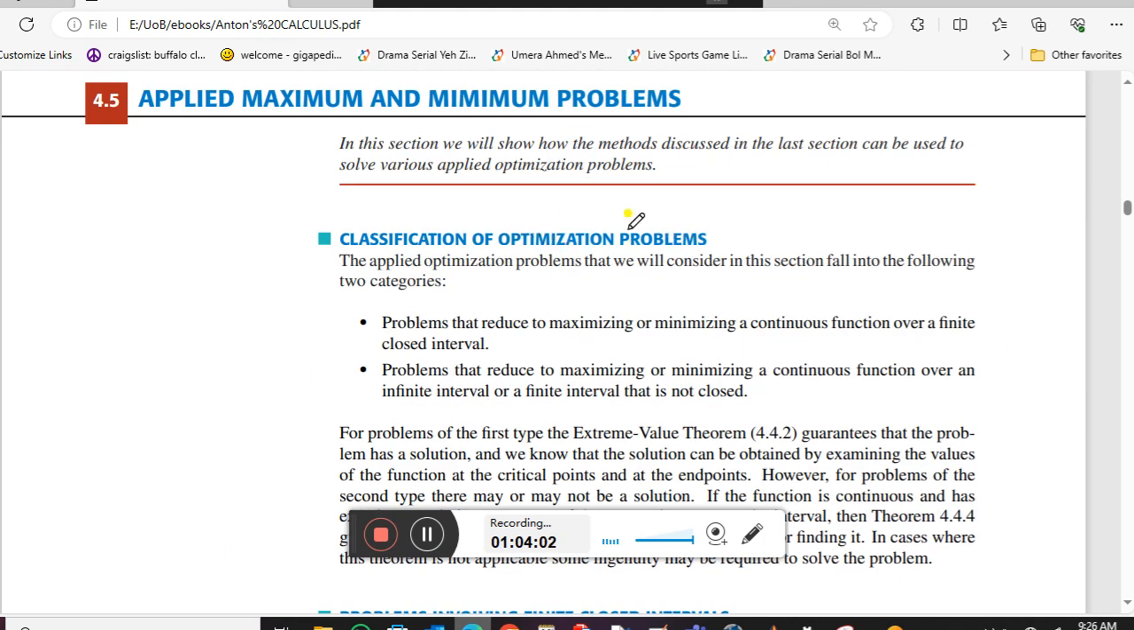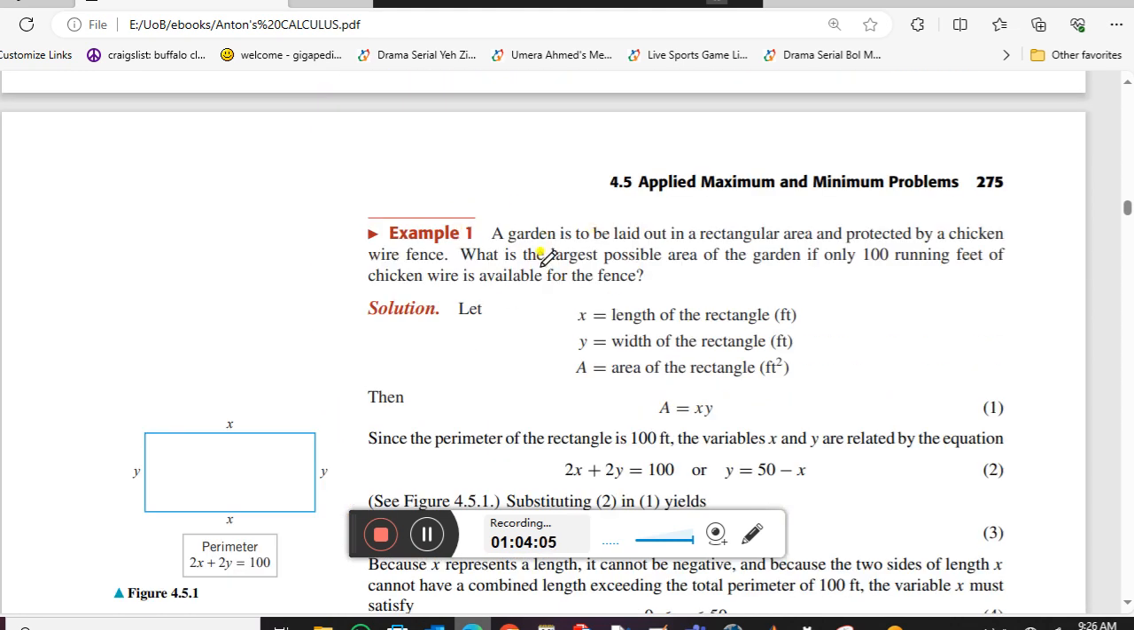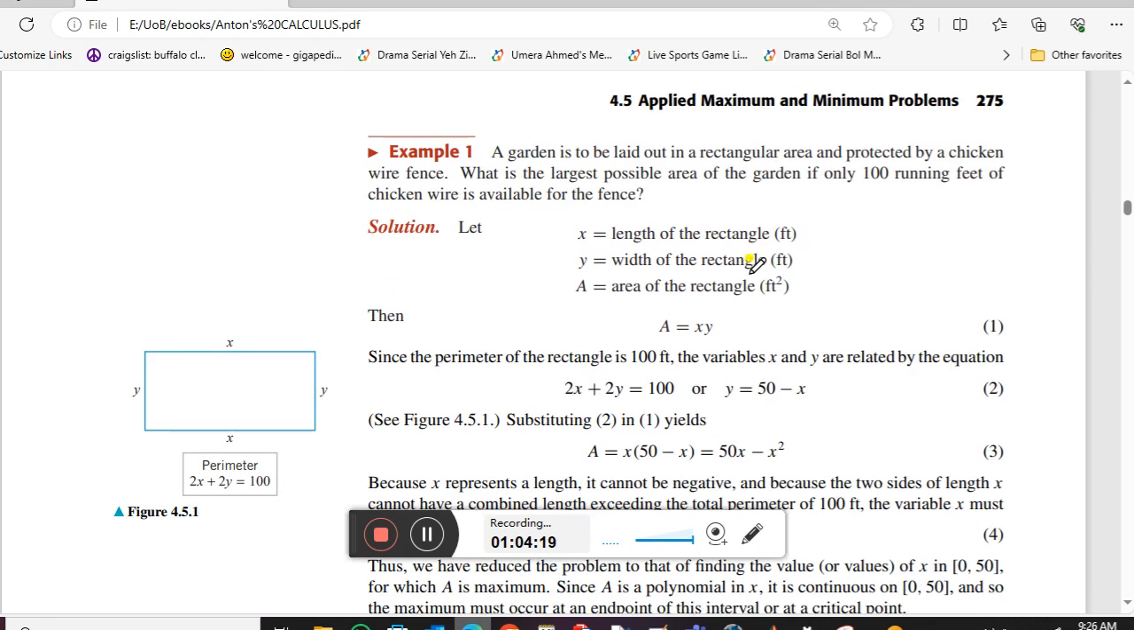So these are the real problems that we will do. They are also called optimization problems. You see, a garden is laid out in a rectangular area protected by a fence. What is the largest possible area if I only have 100 feet of wire available for fencing? This is something practical. I want to make a rectangular area and fence it with wire, but my wire is not infinite. Wire is only 100 feet, and I want to cover the maximum possible area with that 100 feet.